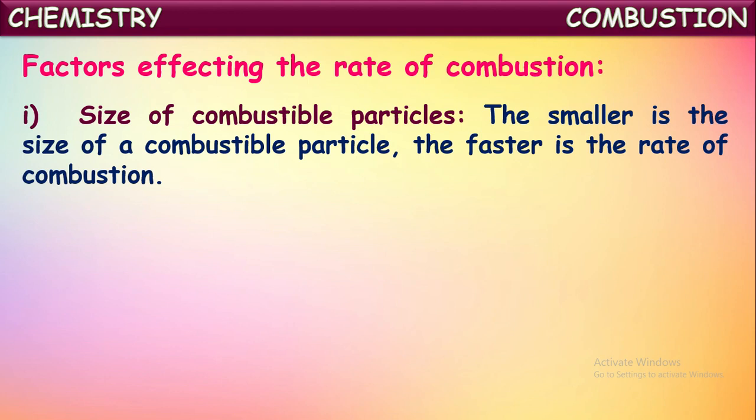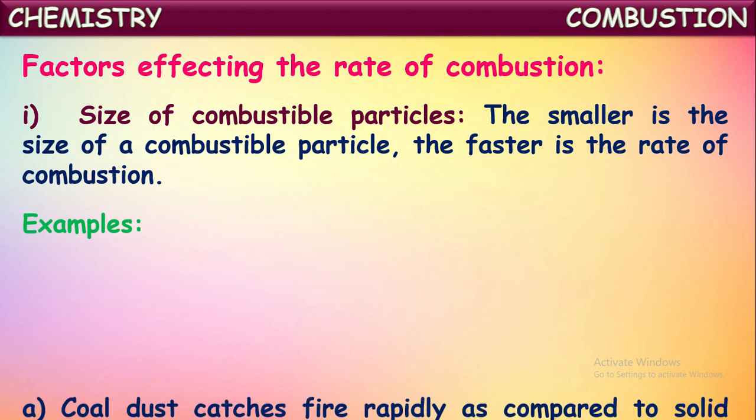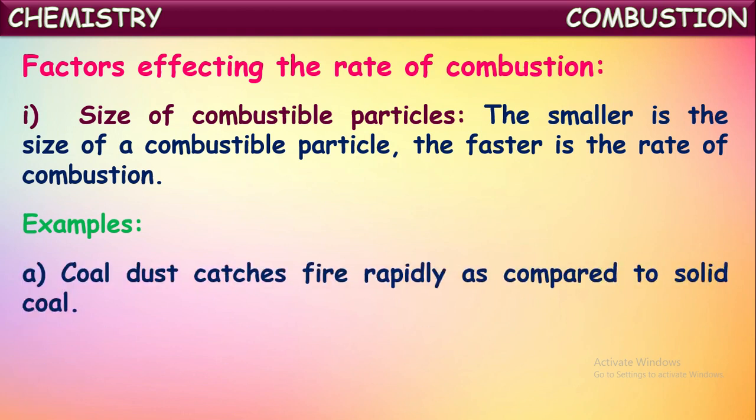For example, coal dust catches fire very rapidly as compared to solid coal. So the pieces of coal may take time for combustion. But if you take powdered coal or coal dust, it catches fire very fast and burns much faster than normal coal, because in coal dust the particle size is very small. So each particle will catch fire very fast and burn rapidly.